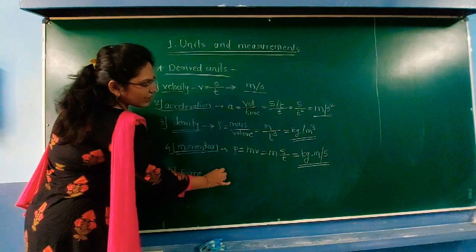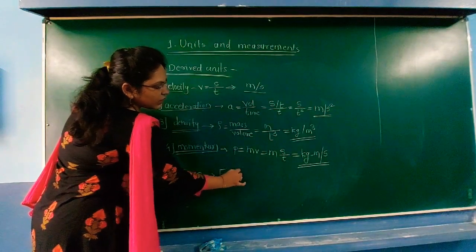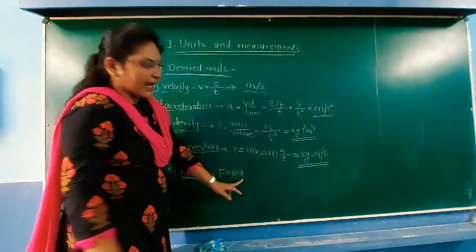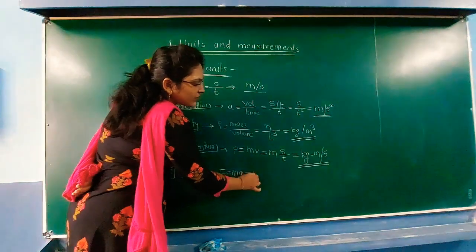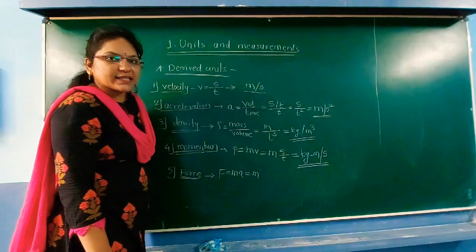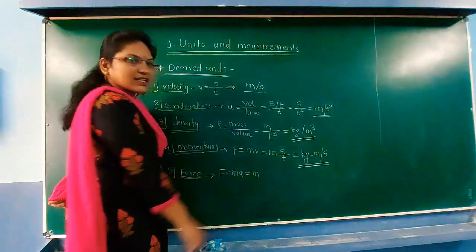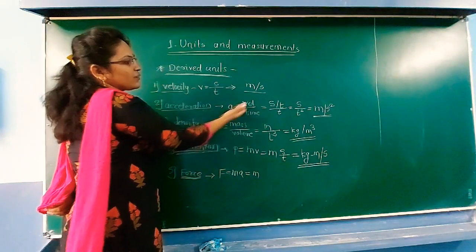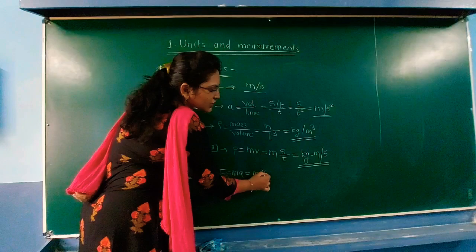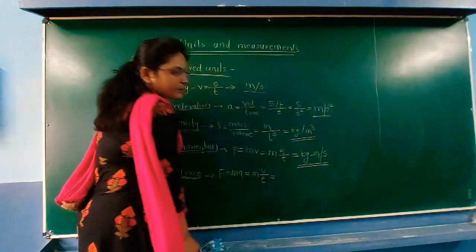What is the formula of force? F is equal to mass into acceleration. Here we know that mass is the fundamental quantity, so we cannot split it. Then what is acceleration? Acceleration means velocity upon time. So we can write in place of acceleration V upon T.